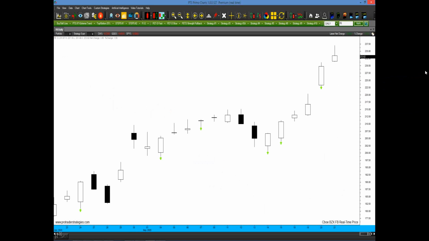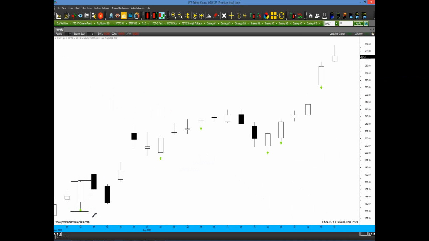And let's look at Facebook, okay? Here's another example of what we could have done. Let me get out the pen. You could have entered right here, roughly about 192, okay? Remember, you could have purchased calls. It doesn't matter that you have to purchase the stock. Place your risk right there at roughly 182. So you're risking 10 points, all right?